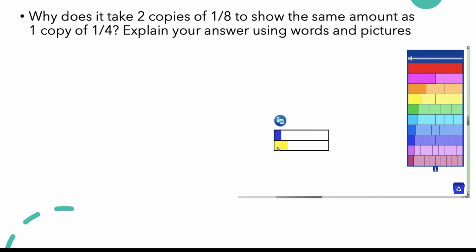We can't tell. So we got to make sure they're lined up. Here's my eighth. Here's my fourth. I have double the amount of eighths. I have 2 1/8 pieces that take up the same amount of space as 1 1/4 piece. So that's what we need to show them with our picture.